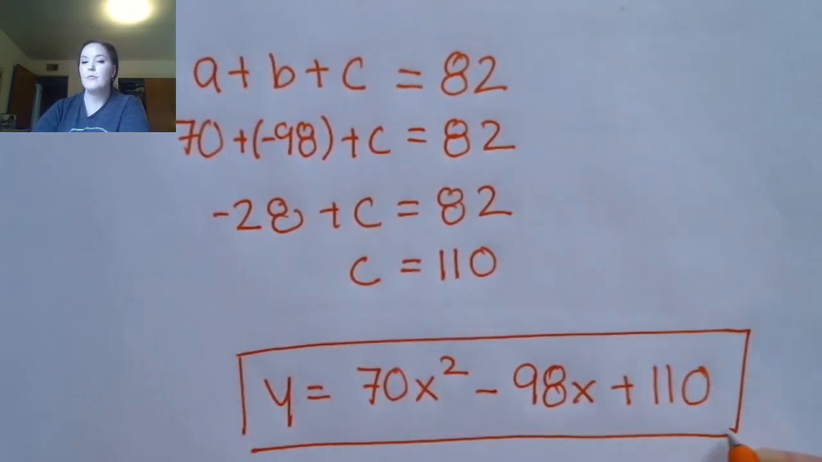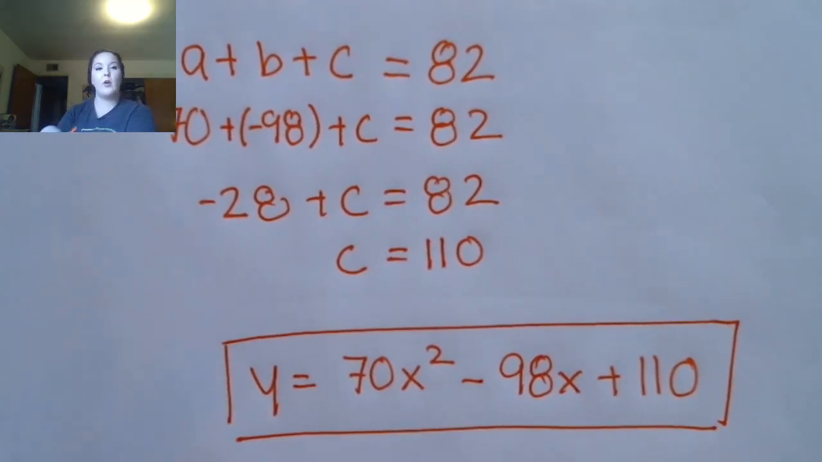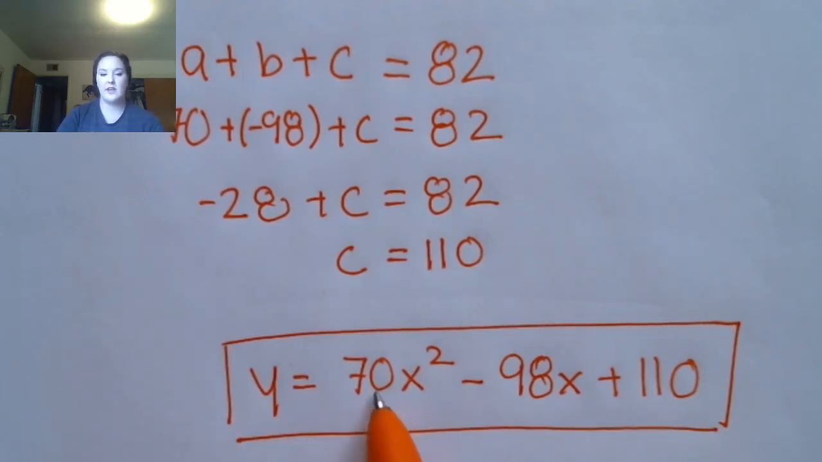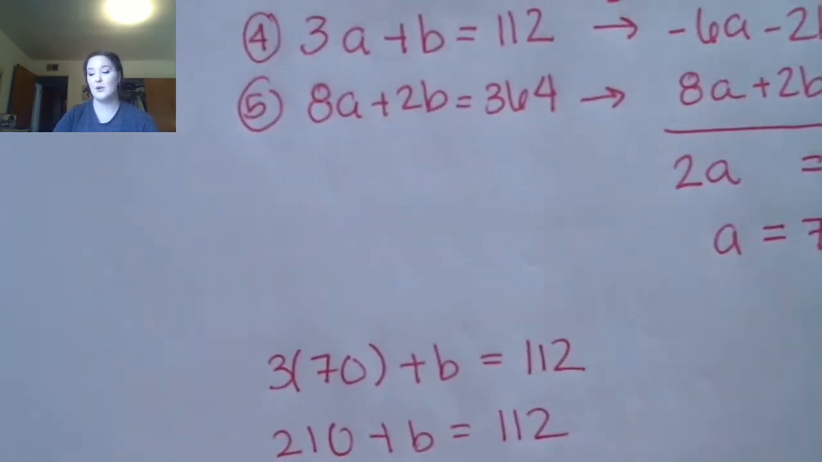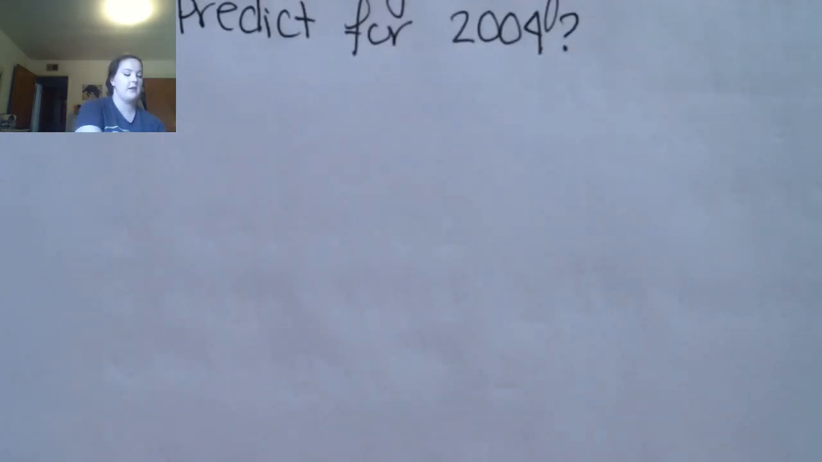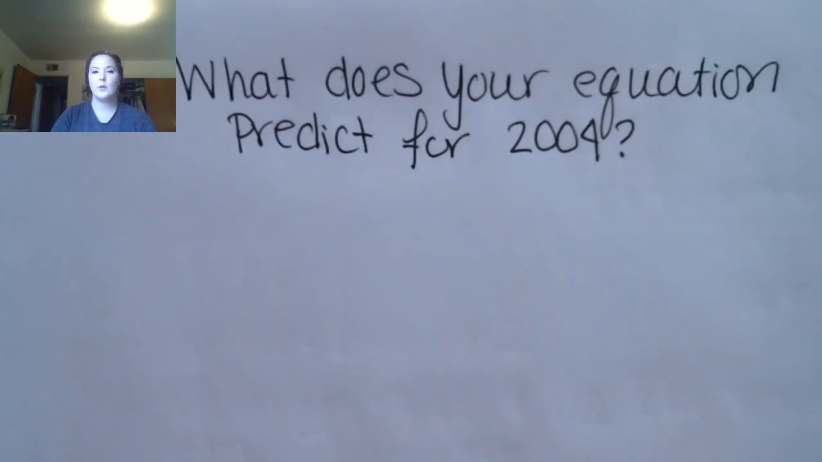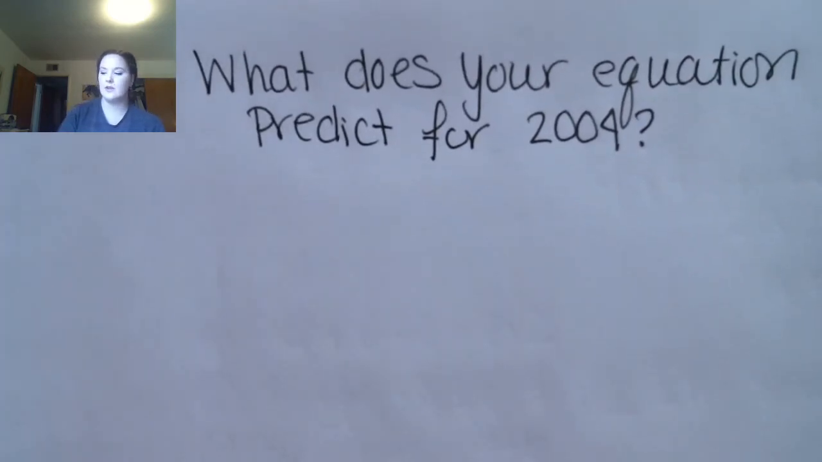Okay. Don't get distracted by all of the work that you're doing to find a, b, and c. Your final goal is to write an equation that looks like ax squared plus bx plus c. Okay. All right, now believe it or not, this question actually has a part C, so let's look at that. Okay, and it says, what does your equation predict for 2004?